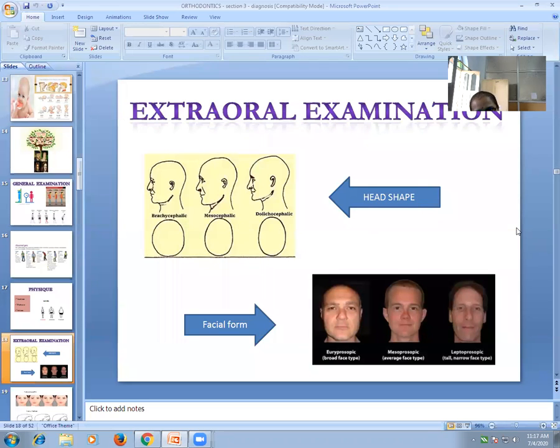Then coming to extraoral examination, what all things will you see in extraoral examination? From extraoral examination, we will see shape of head, facial forms. Why shape of head?